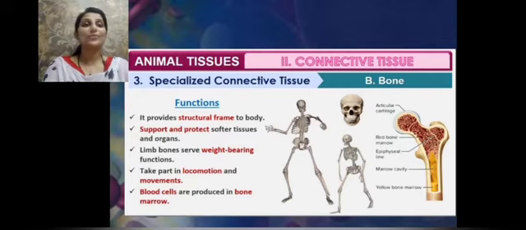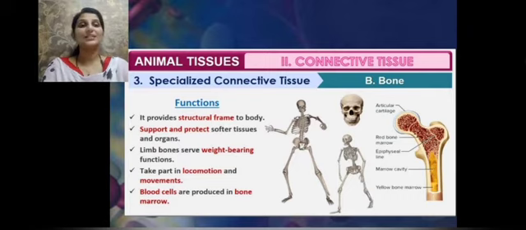And the function of the bone is that it provides a structural frame to the body. It supports and protects the softer tissues and different organs in our body. The limb bones serve weight-bearing functions. The limbs, the lower limbs, can bear the weight of our body. It takes part in locomotion and movement.